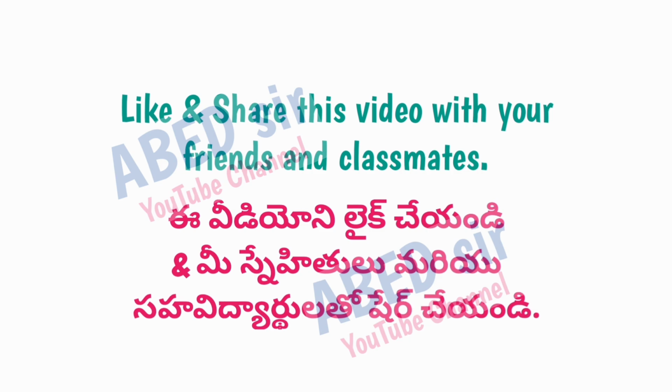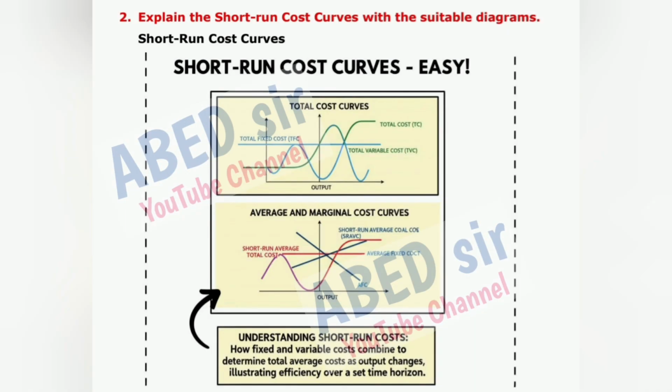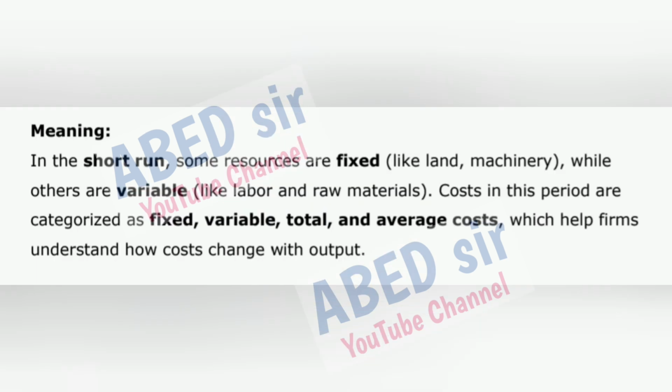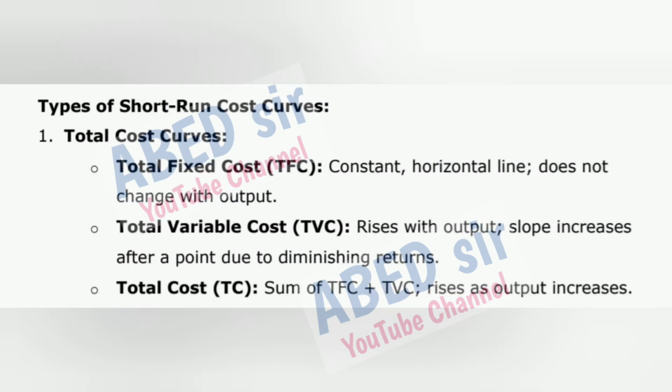Next important long question: explain the short-run cost curves with suitable diagrams. Short-run cost curves. Meaning: in the short run, some resources are fixed, like land and machinery, while others are variable, like labor and raw materials. Costs in this period are categorized as fixed, variable, total, and average costs, which help firms understand how costs change with output. Types of short-run cost curves.